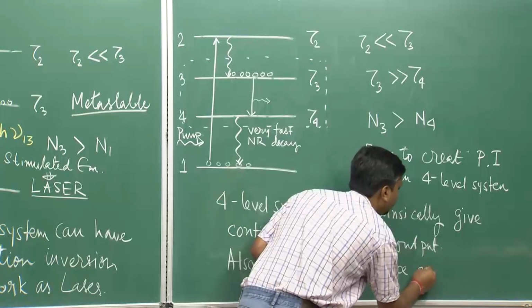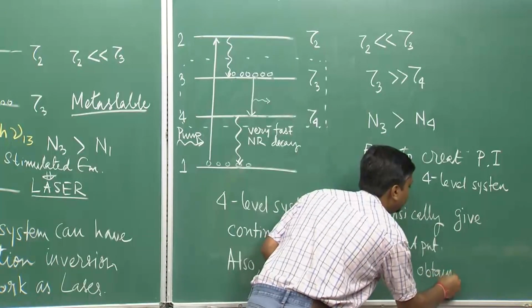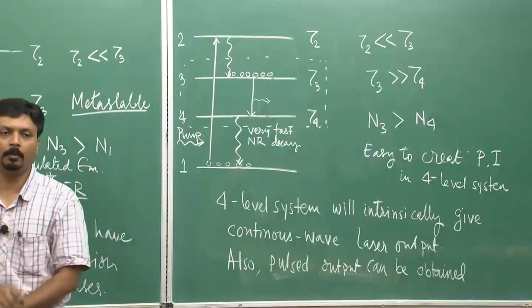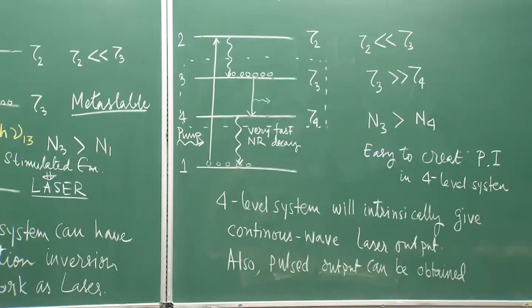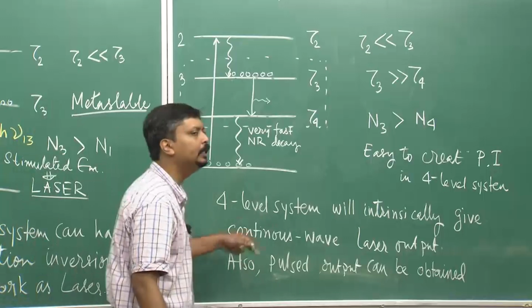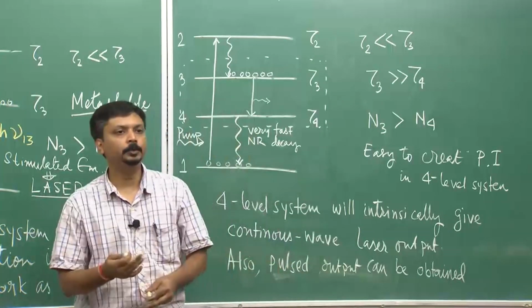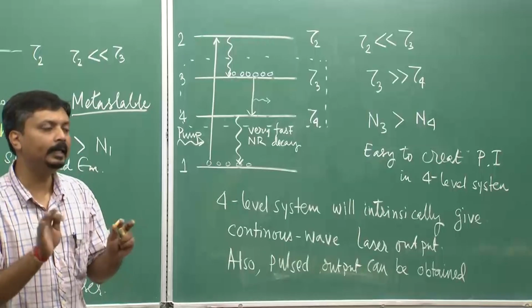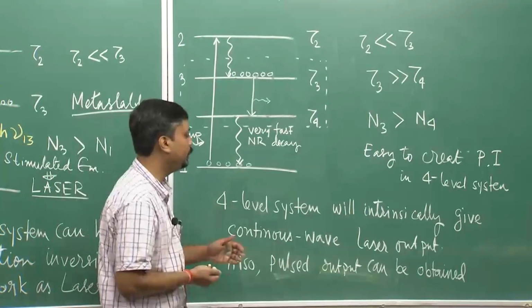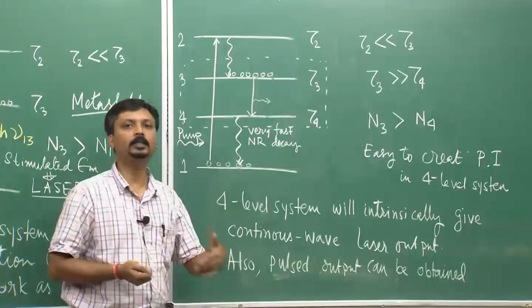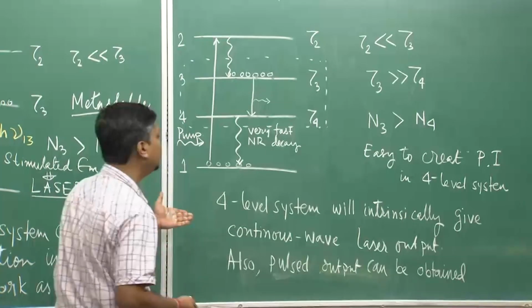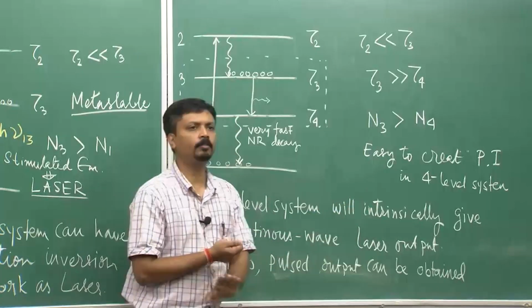Pulsed output can be obtained by putting in some pulsing technology, which we will talk about after 2-3 classes. Okay. There are techniques called Q switching or cavity dumping or mode locking. So, these are certain techniques by using which we can create a pulsed output from an intrinsically continuous wave laser.